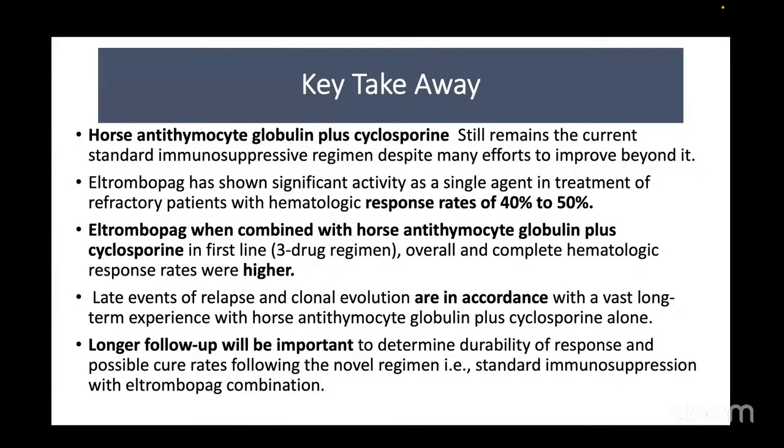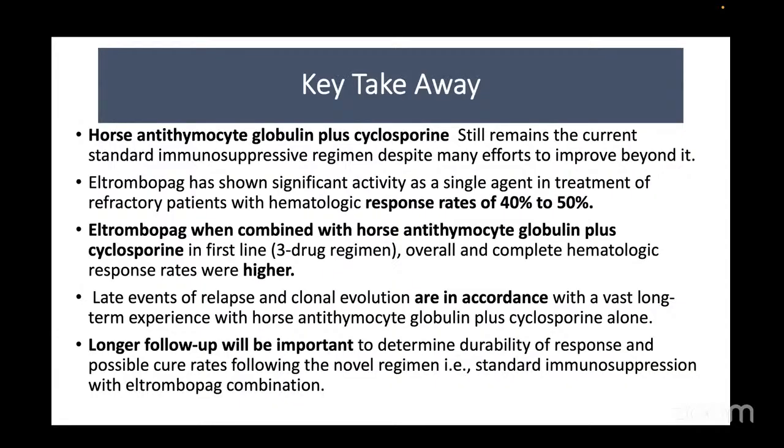Admitted patients only. Key takeaways from this exhaustive webinar today is that horse ATG plus cyclosporine still remains the untouched current standard immunosuppressive regimen despite many efforts to improve beyond it. We have to accept it. Eltrombopag has shown significant activity as a single agent in treatment of refractory patients with response rate of 40 to 50%. And when it is combined with the horse ATG plus cyclosporine, the three drug regimen, the overall and complete responses were to the tune of 72 to 80%.